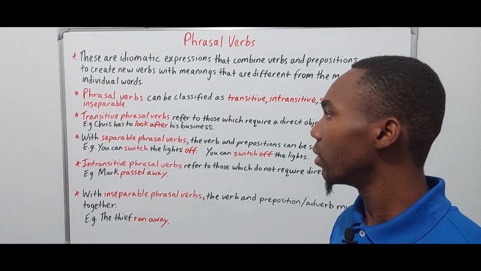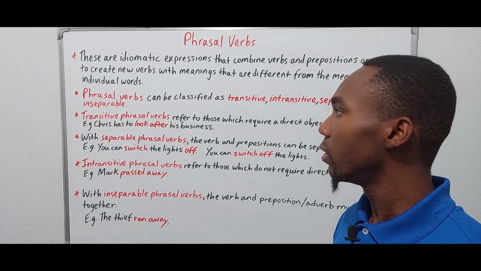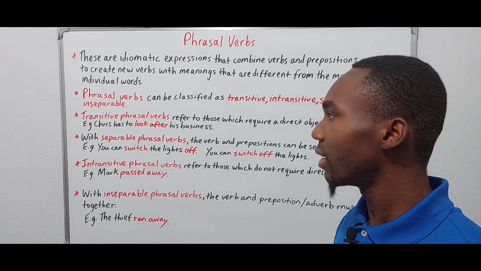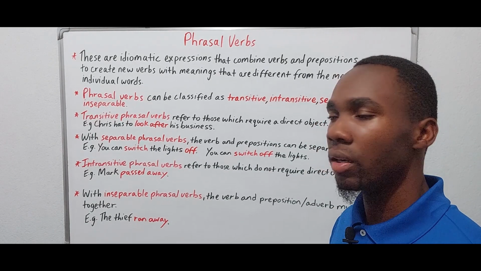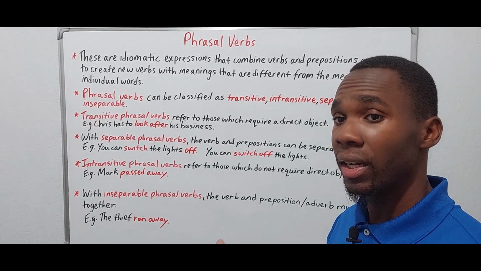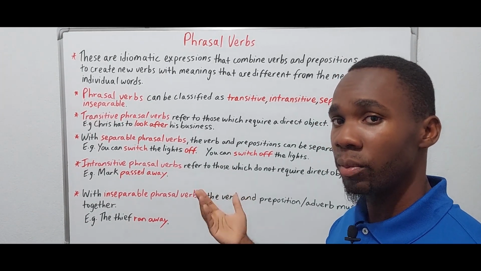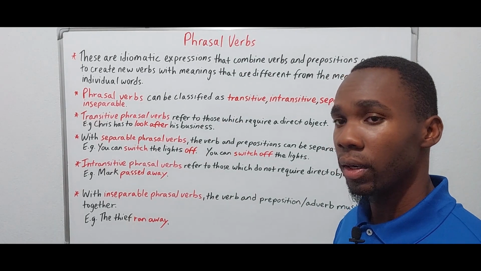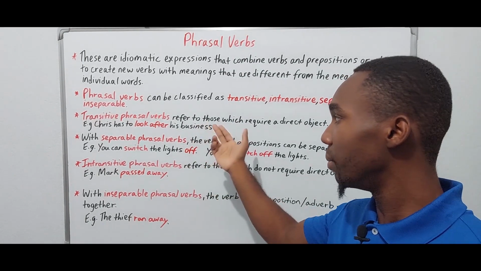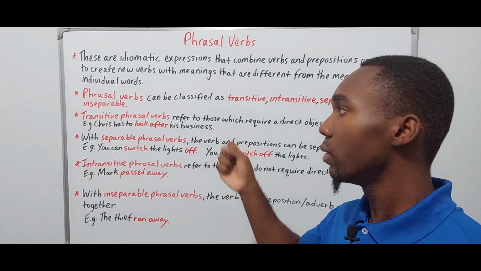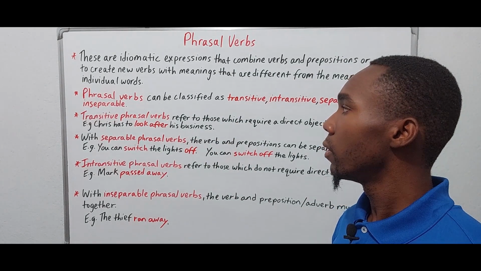Example, Chris has to look after his business. You can't say Chris has to look after because you require an object. That verb requires an object, right? So the object here would be his business, okay?